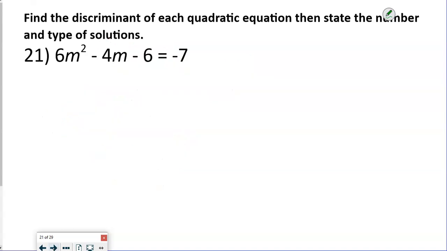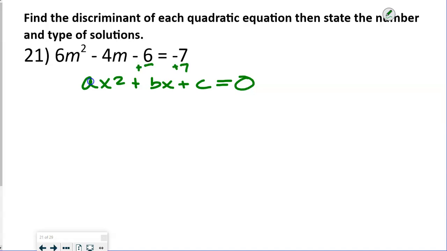All right, so this one says find the discriminant of each quadratic equation, then state the number and types of solutions. So this is when we're using ax squared plus bx plus c equals 0, right? So we're going to move everything to one side of the equal sign first. So we're going to add 7 to both sides, okay? So we're going to do that first. 6m squared minus 4m plus 1 equals 0.